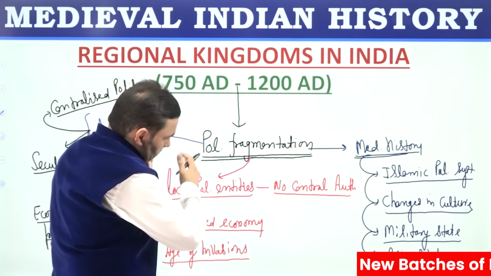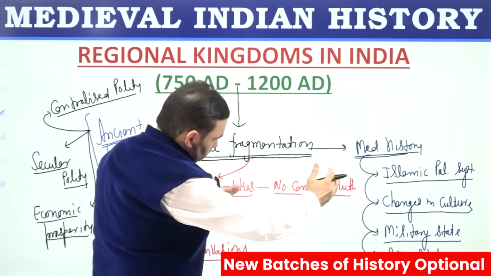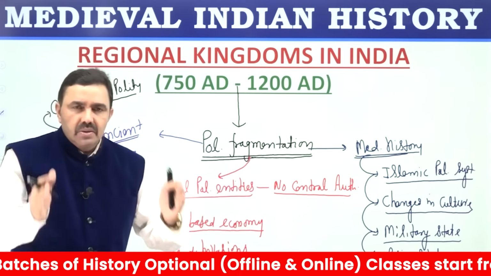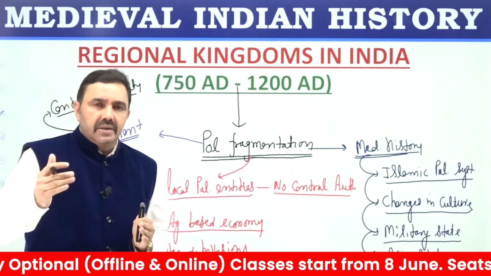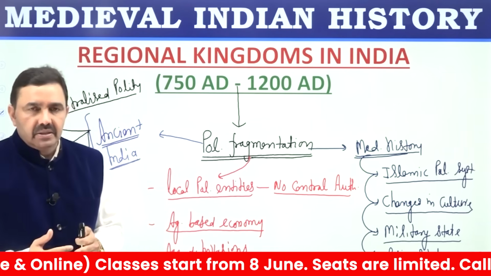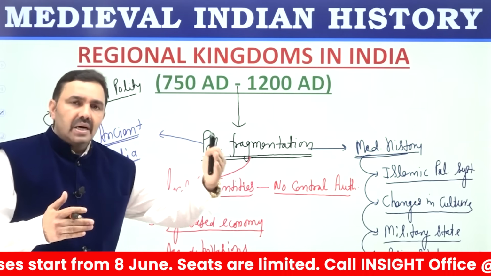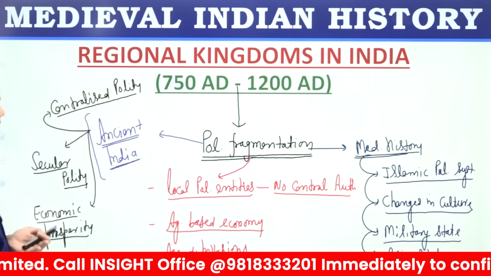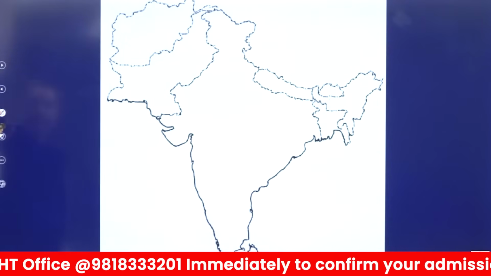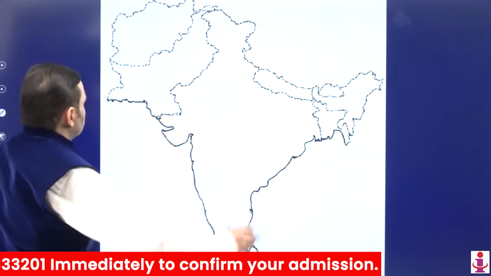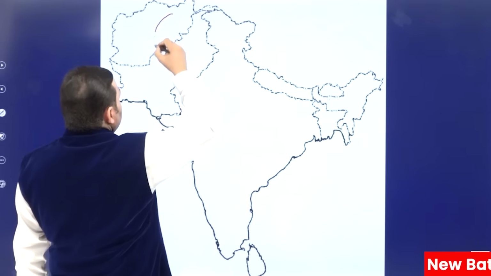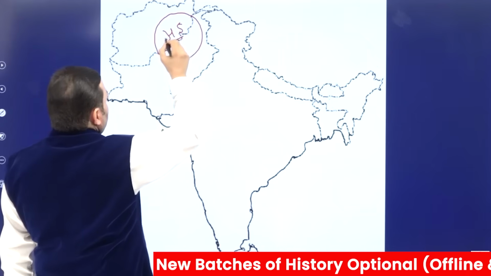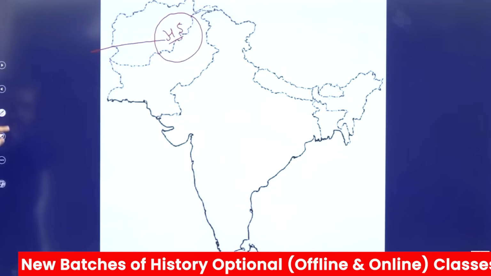And during the early medieval age, there was a transition. There was a transition from these features to those features. So this 750 to 1200 AD period is also known as a transitional period. Transition means change from one state to another state, one condition to the other condition. So this was the age of regional kingdoms. What were these regional kingdoms? Just have a look. One very important kingdom was here, and the name was Hindu Shahi Kingdom.